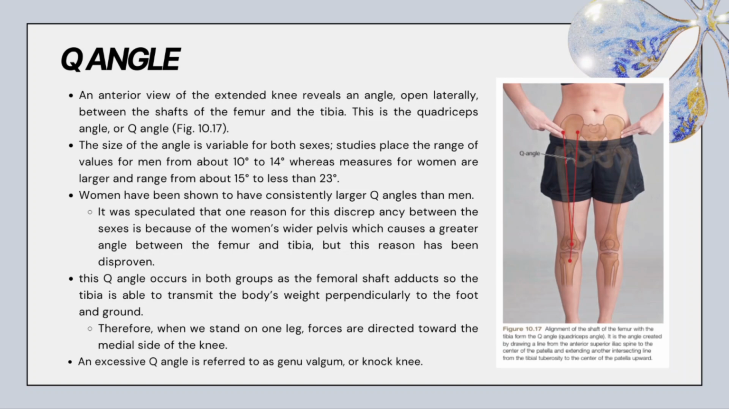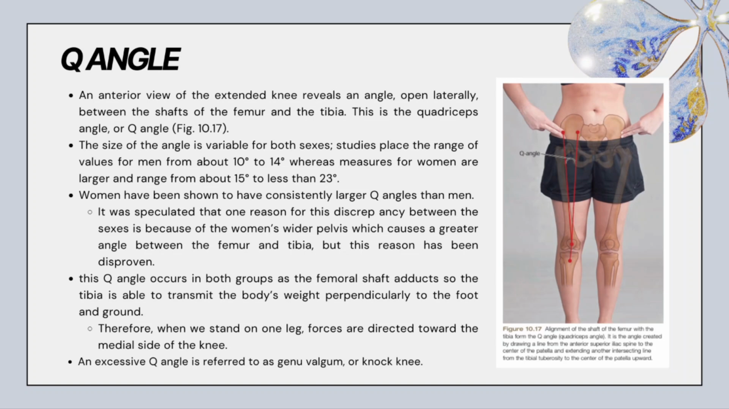So, may mga nag-speculate na isa daw sa mga reasons kung bakit iba yung angle ng men and women is mas malaki daw yung pelvis ng women, which causes greater angle between the femur and tibia, but this reason has been disproven. Meron din naman mga indication na yung mga smaller angles in men may be results of either differences in strength or differences in height. Although there may be differences between men and women, this Q angle occurs in both groups as the femoral shaft adducts so the tibia is able to transmit the body's weight perpendicularly to the foot and ground.